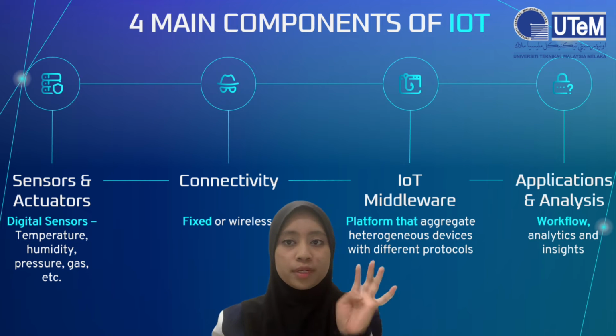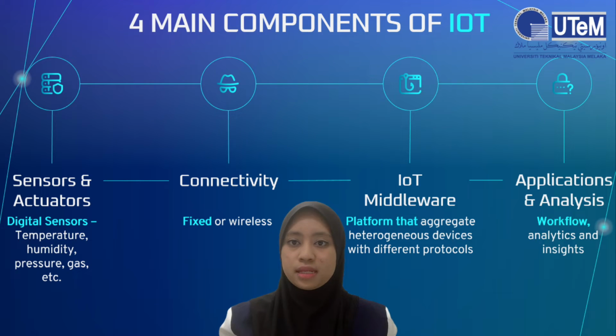There are 4 main components of IoT. The first one is sensors and actuators. The 5 human senses can be turned into digital. Digital form can be in many forms, such as temperature, humidity, pressure, gas, and so on. Next one is connectivity, for example, RFID, near field communications, ZigBee, Wi-Fi, and so on. Third one is IoT middleware. It aggregates all sensors which come in various forms to allow people who design applications to easily use the data. Last one is applications and analytics.